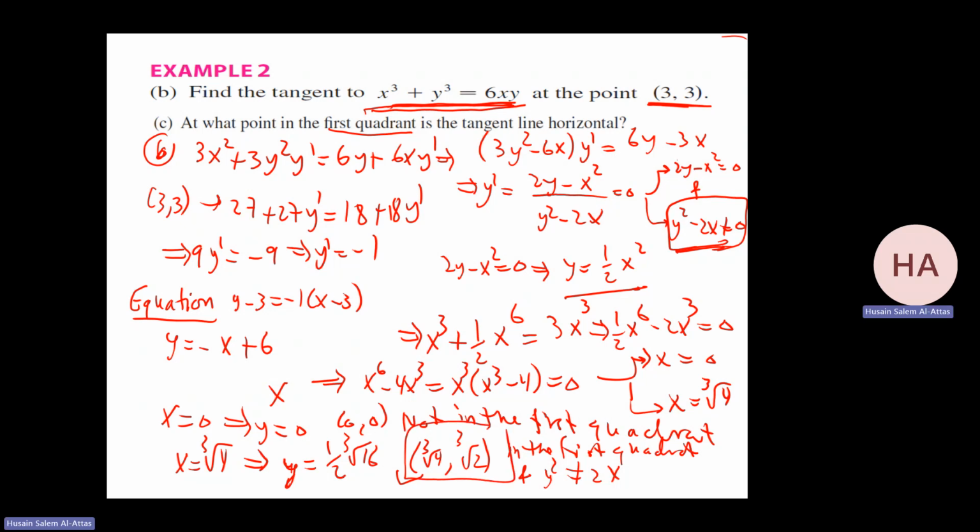All right, wait a minute. I need to have y equal to half x squared. X is the 4th root of 3. Square it. So I have the cubic root of 4 squared, which will be the cubic root of 16. 16 is 8 times 2, so I have 2 root this. 2 times half will be the cube root of 2. That would be the point.